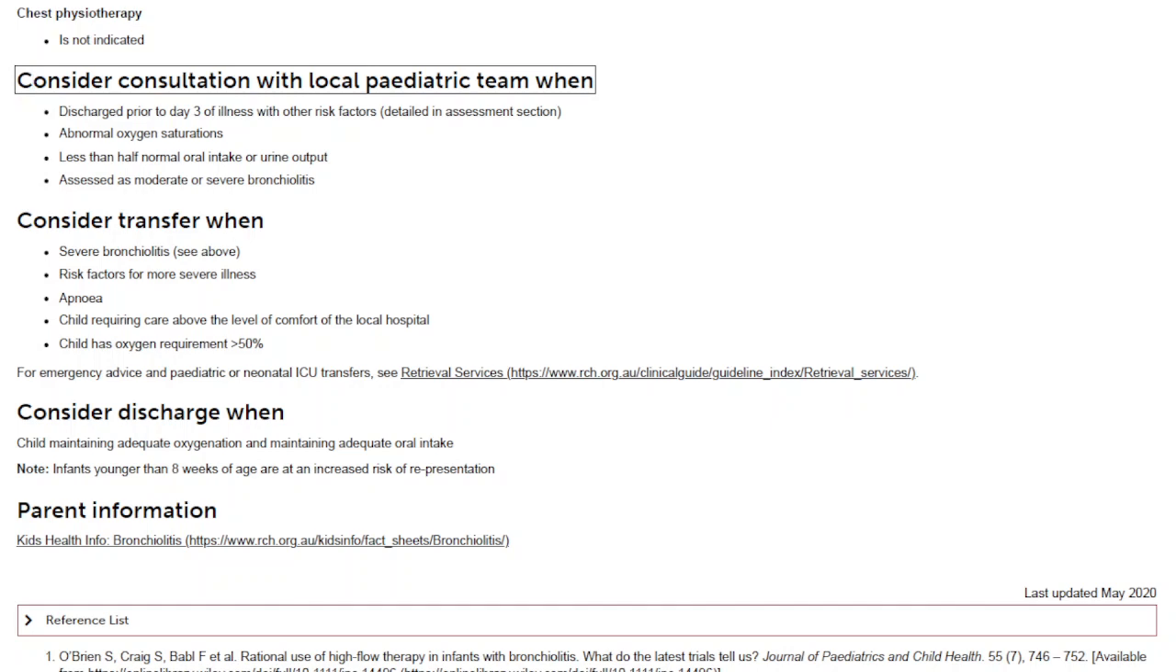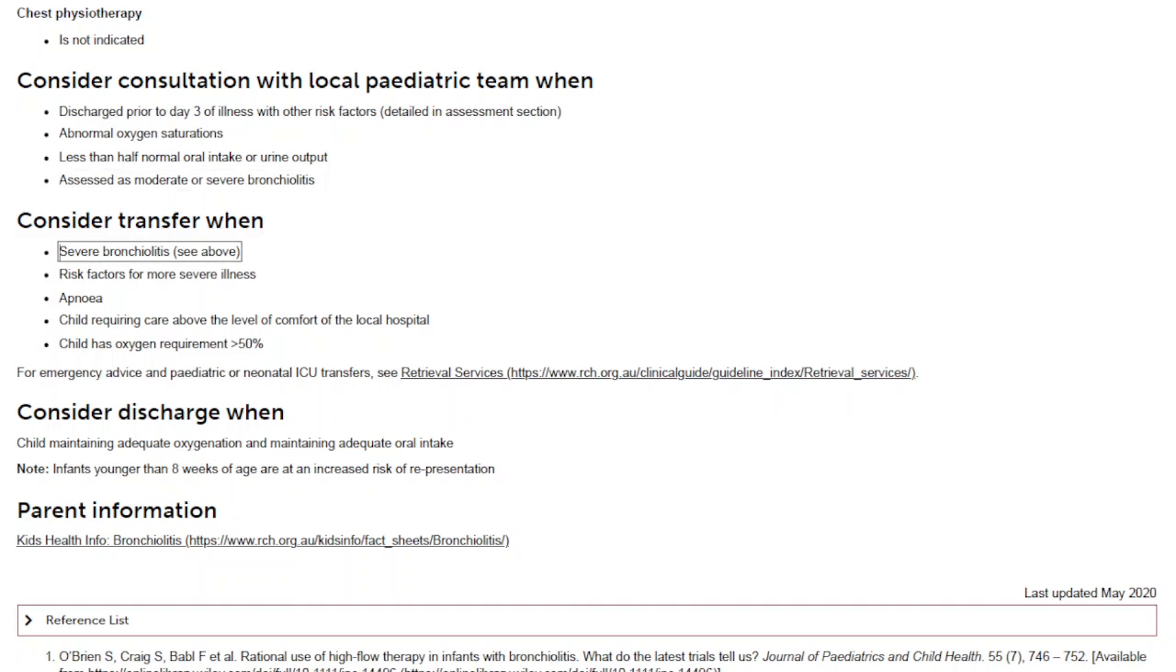Consider consultation with local pediatric team when discharged prior to day 3 of illness with other risk factors, detailed in the assessment section. Abnormal oxygen saturations. Less than half normal oral intake or urine output. Assessed as moderate or severe bronchiolitis.